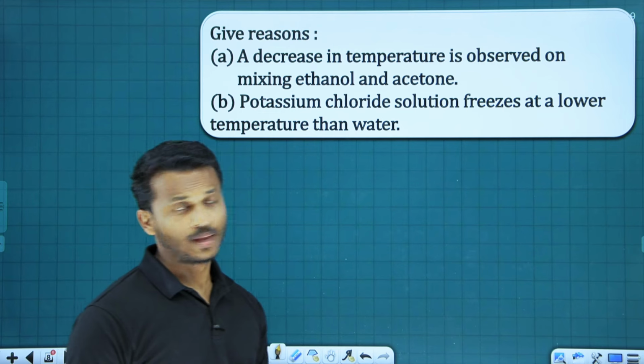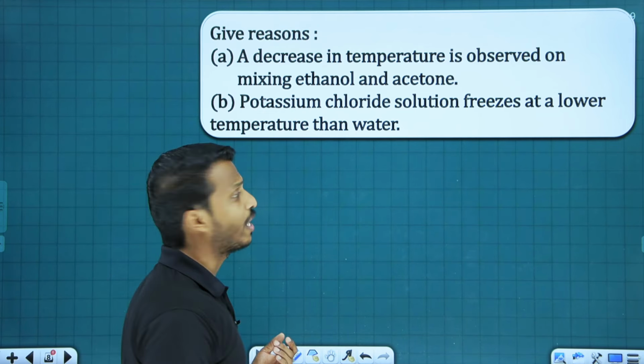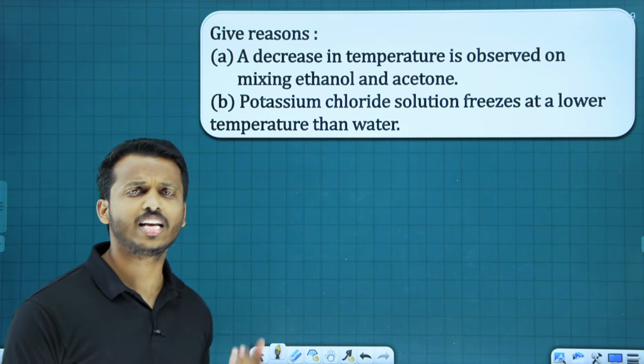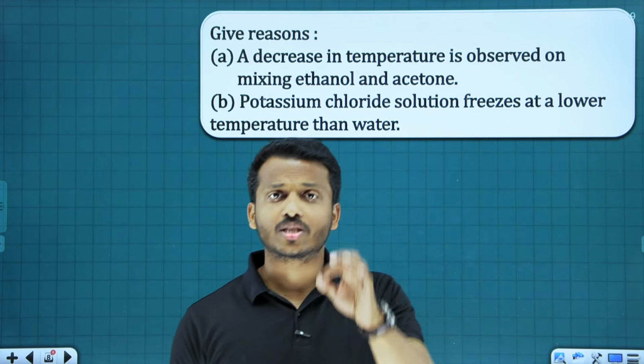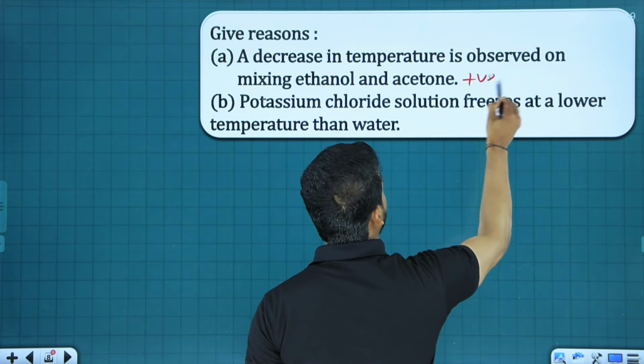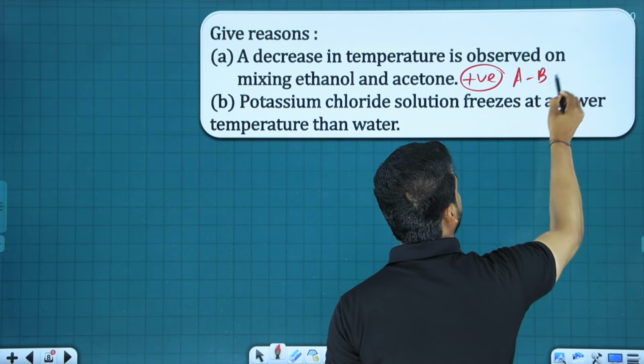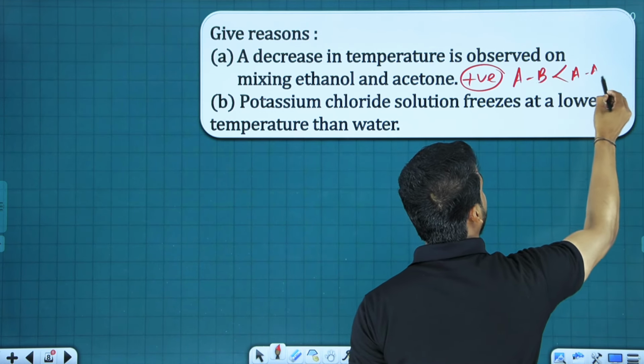Give reason: a decrease in temperature is observed on mixing ethanol and acetone. Again, see the example. Ethanol and acetone form what type of deviation? They will form positive deviation. In positive deviation, you know, AB interaction is weaker than AA and BB.